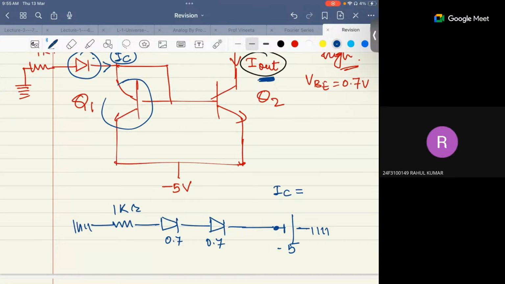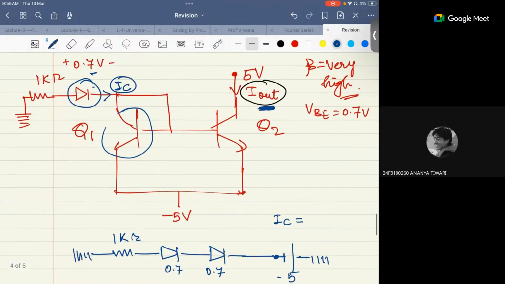Correct? Yeah. So, you just need to calculate IC. To calculate the current I out, you need the current IC, and if you have that current, you'll be able to solve it.